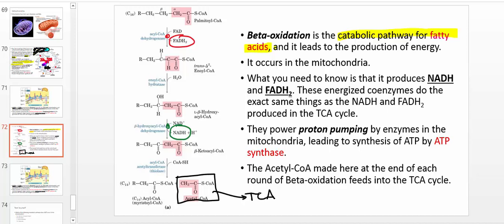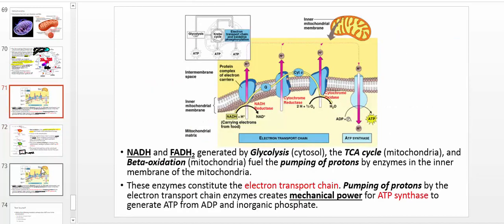But what I'm concerned about is this FADH2 right here and this NADH, okay? So let's talk about what happens to those guys, okay? So here's the basic idea, okay? NADH and FADH2 generated by glycolysis, the TCA cycle, and beta oxidation fuel, this is important, fuel the pumping of protons by enzymes in the inner membrane of the mitochondria.